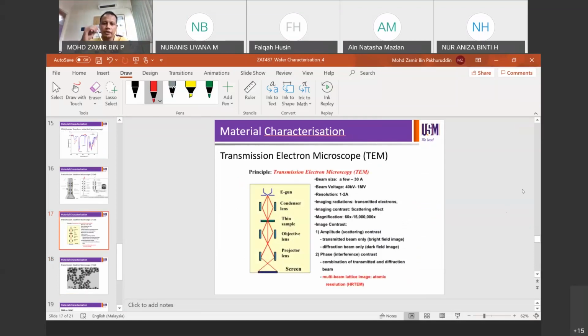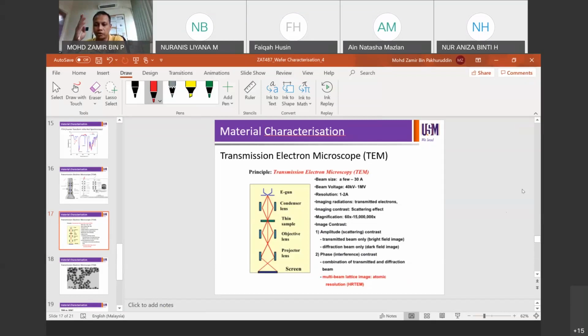So this is another representation of the TEM: electron gun, condenser lens, objective lens, projector, but this one is a lot more simplified. If you look at the configuration on the left, the description: current around 30 ampere, beam voltage is very high, 40 kV, it can go up to 1 MV, resolution 1 to 2 angstroms. It is based on transmitted electrons. That means if you want to characterize your sample based on electrons transmitted through it, you need a very thin sample.